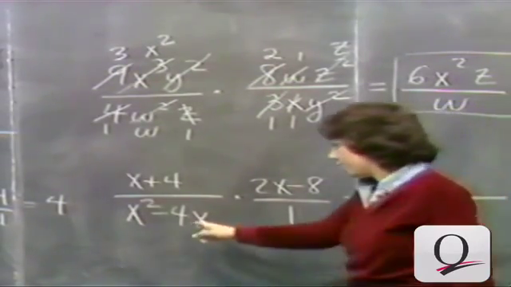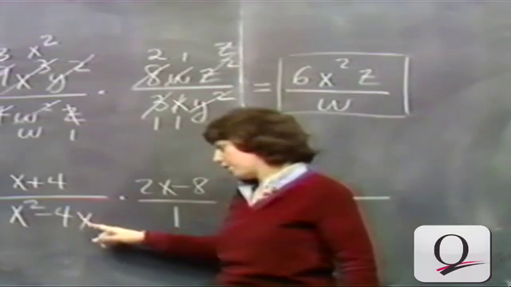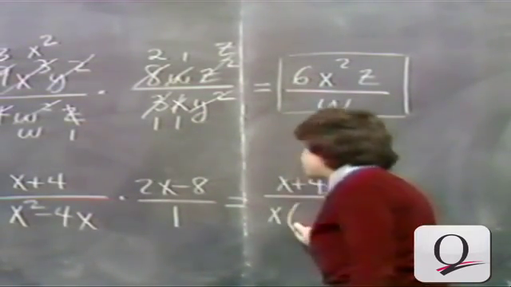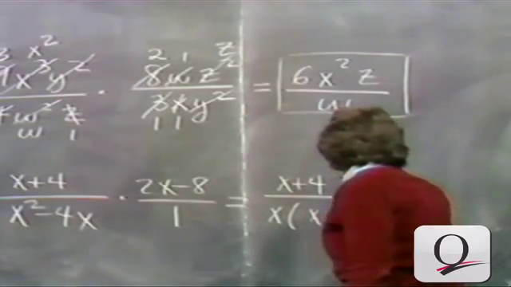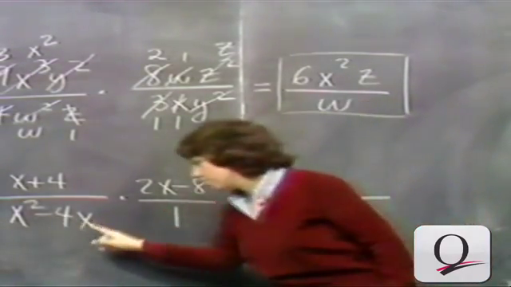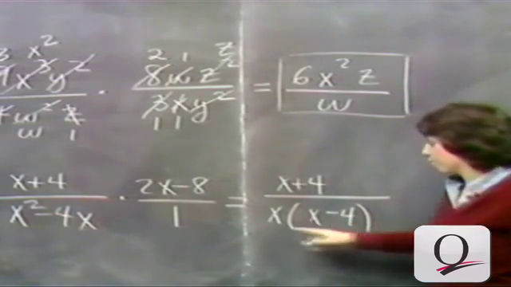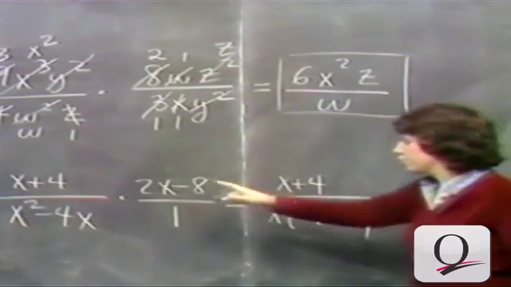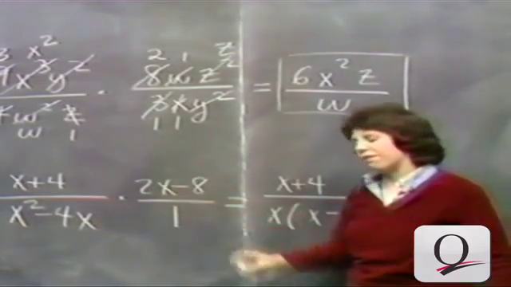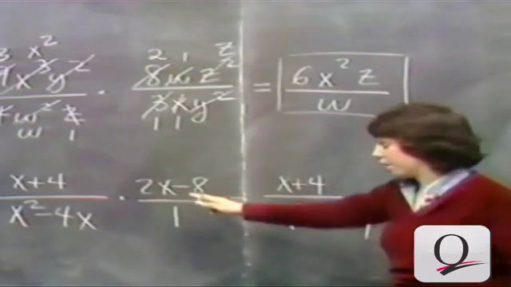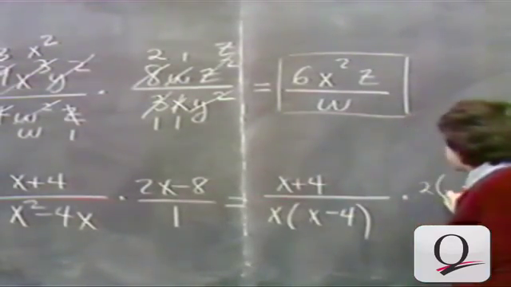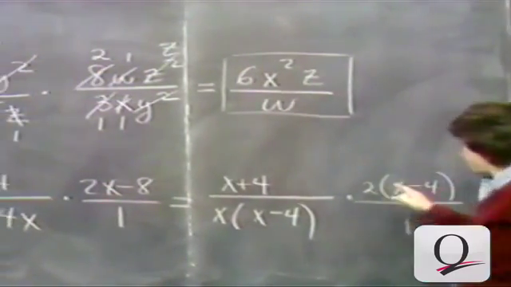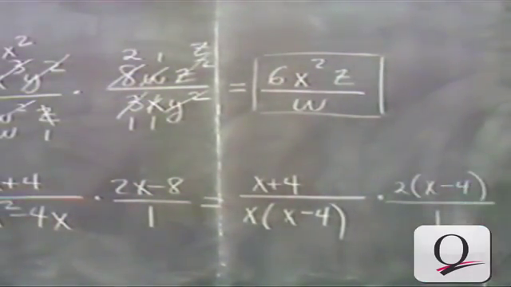X squared minus 4x, we notice that the x squared and the minus 4x have a factor in common, namely x. We can pull out an x, leaving us with x times x minus 4. X squared minus 4x is x times x minus 4. Multiplying, we get x squared minus 4x. Now, 2x minus 8, these two terms have 2 in common. We can pull out a 2, and that'll leave us with 2 times x minus 4, giving us, when you multiply, of course, the 2x minus 8 that we wanted.